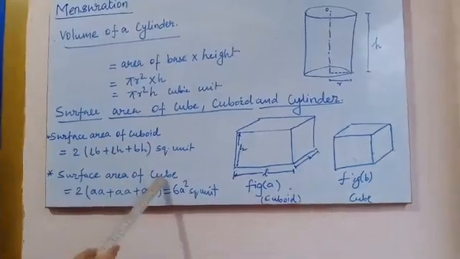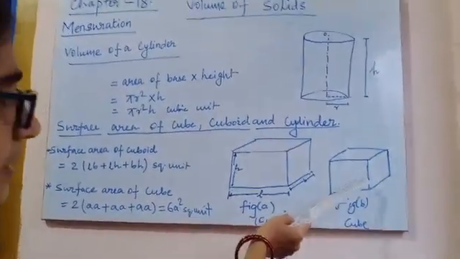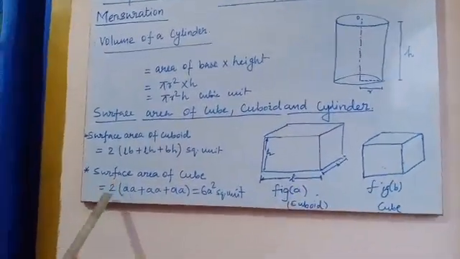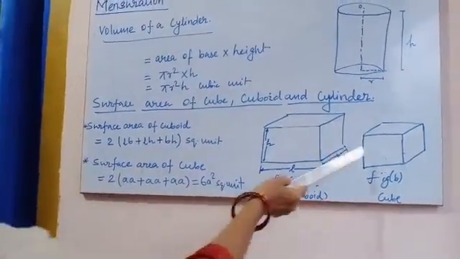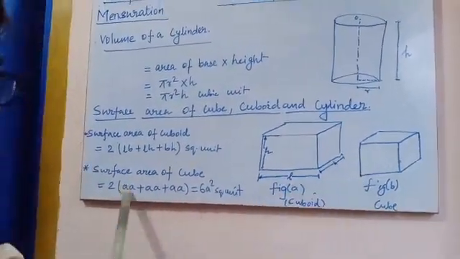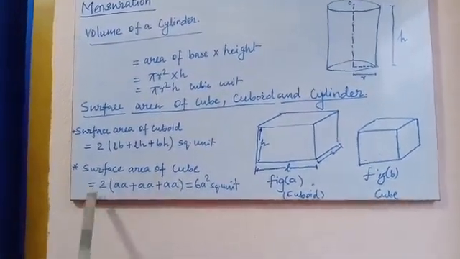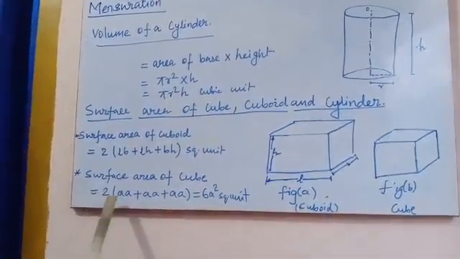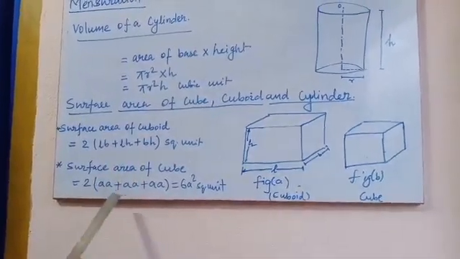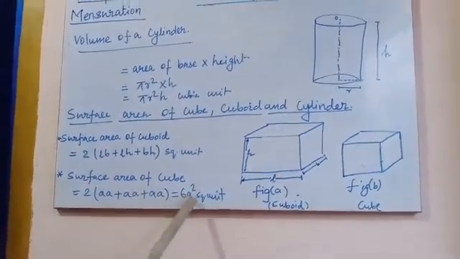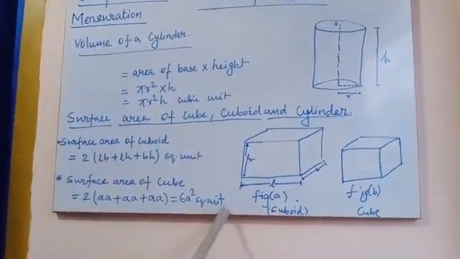Surface area of the cube. This figure is a cube. Surface area equal to 2 into (A into A plus A into A plus A into A), equal to 2A square into 3, equal to 6A square unit.